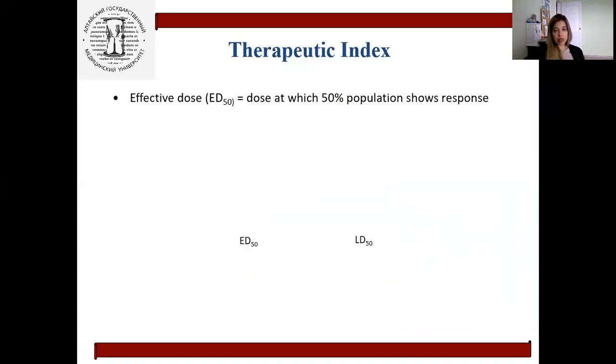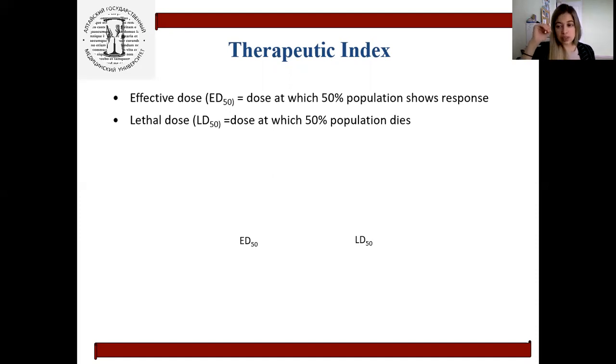Also, one very important thing is the therapeutic index. But first, to understand what it is, we will discuss the effective and lethal dose. Effective dose, ED50, is the dose at which 50% of the population shows the response to the drug. For example, the paracetamol effective dose is 500 milligrams, so 0.5 grams. Actually, it's not the real effective dose, I'm not telling you the truth, it's just an example, a dose at which 50% of the population shows the response. But we also have the lethal dose.